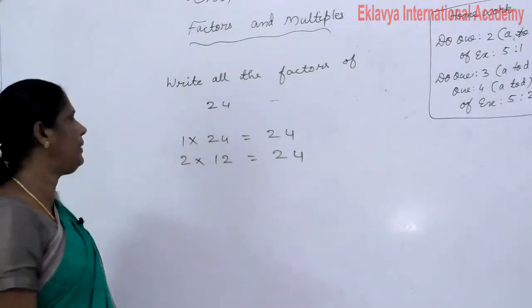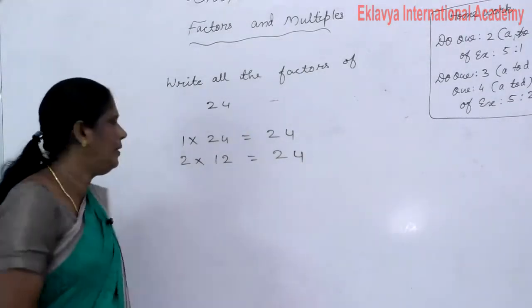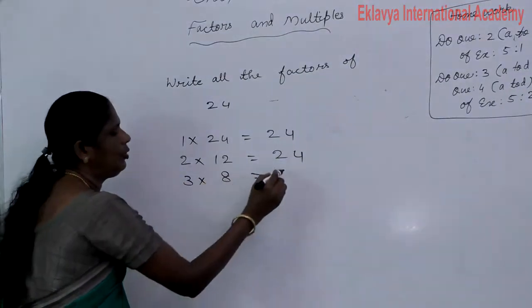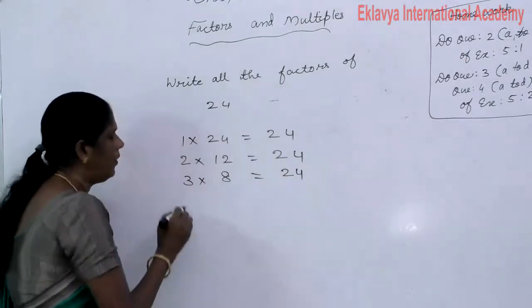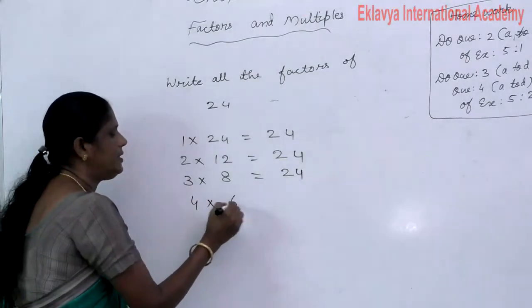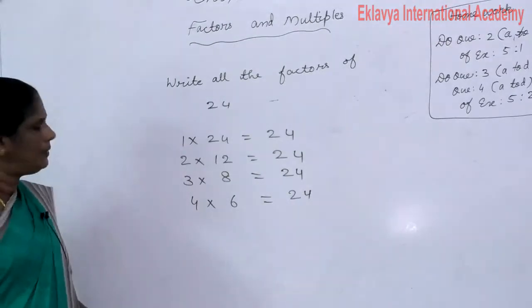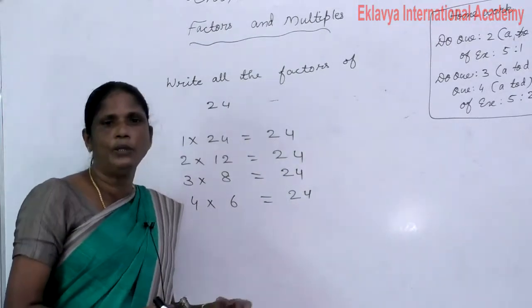Again you divide by 3. Table of 3, say 3 times 8 is 24. Then 4 times 6 is 24. Okay. Say the table of 5. How many times come?